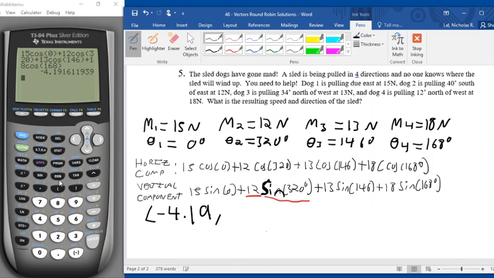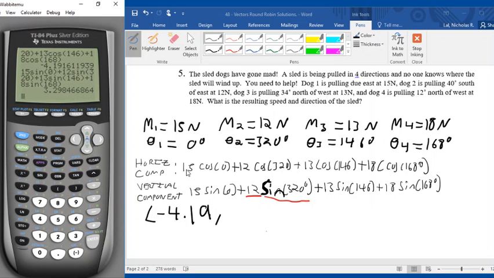Now we need to find our vertical component, which is going to be 15 times the sine of 0 plus 12, not 125, times the sine of 320 plus 13 times the sine of 146 plus 18 times the sine of 168. It's going to give us an output of 3.29.